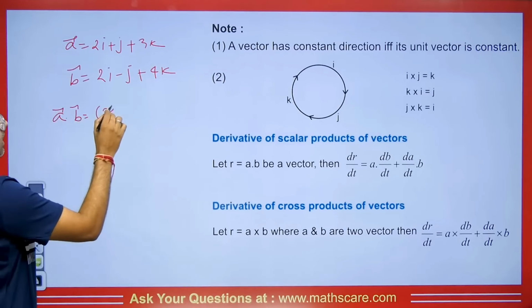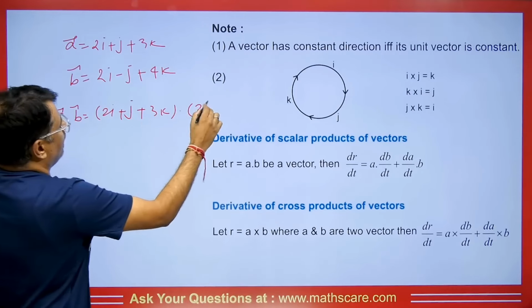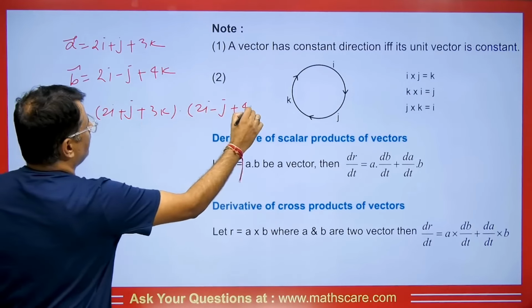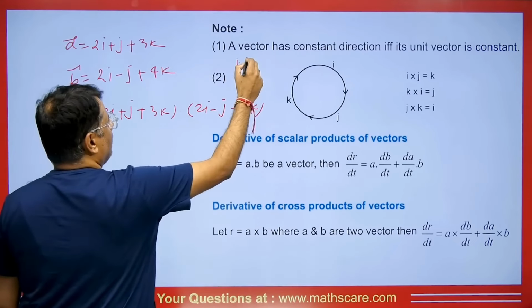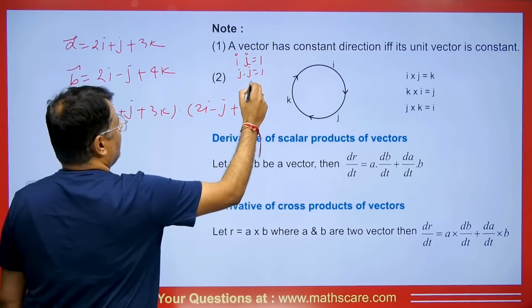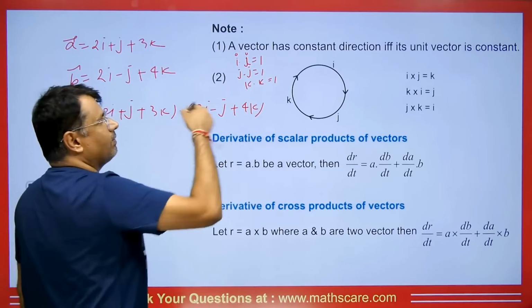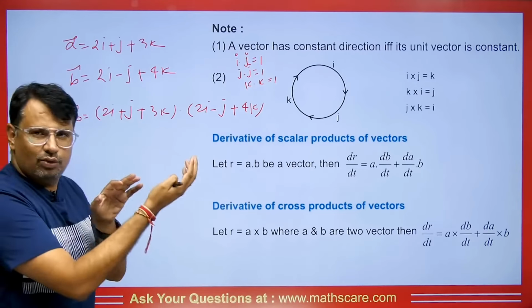So what will we get here? (2i + j + 3k) dot (2i - j + 4k). Students, whenever we calculate the dot product, we get i dot i as 1, j dot j is also 1, and k dot k is also 1. The rest of the dot products will be 0. That means i dot j will be 0, and i dot k will be 0.